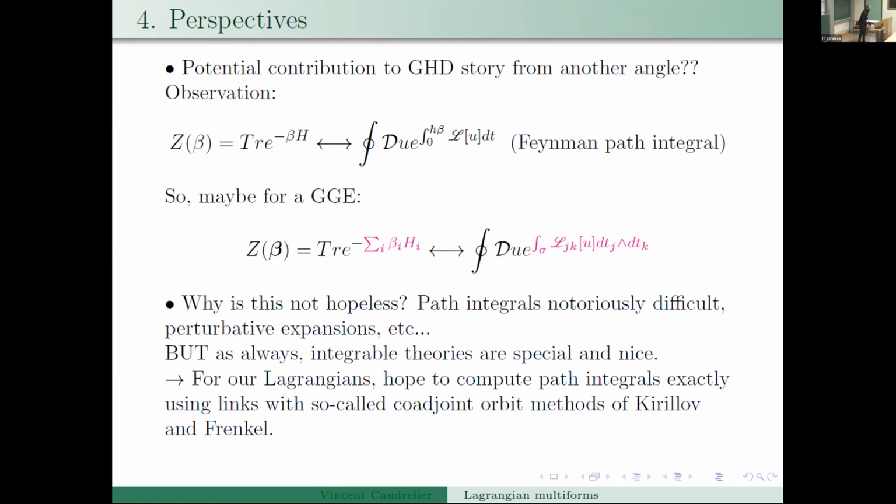And you might say, no, let's not do that. Path integrals are notoriously horrible. You can only do them perturbatively. Let's forget about it. But that's because if you look at general theories, they're not integrable. But as always, integrable theories are special. And the Lagrangians that we found have a very, very special structure, which I've realized recently appears in a completely disconnected theory of so-called coadjoint orbit methods of Kirillov and Frenkel, which allow you to compute things that are actually a bit like this. So I think I'll finish on that.